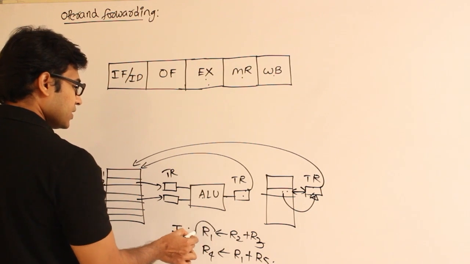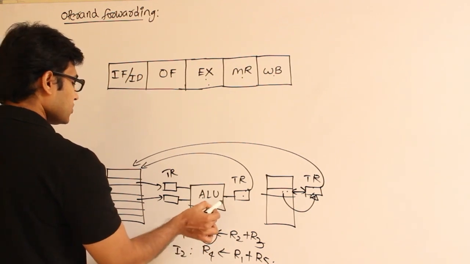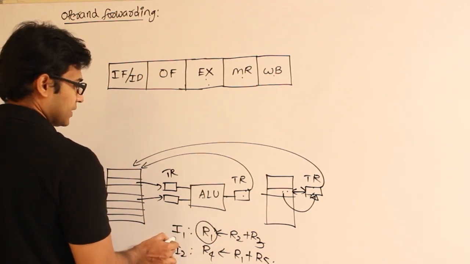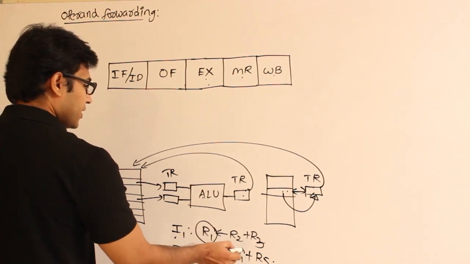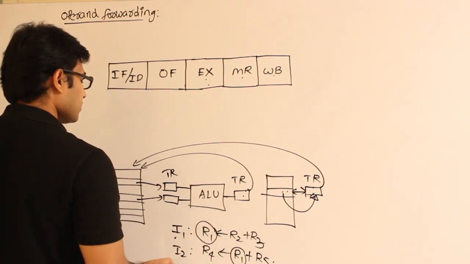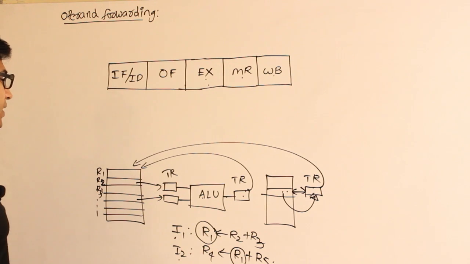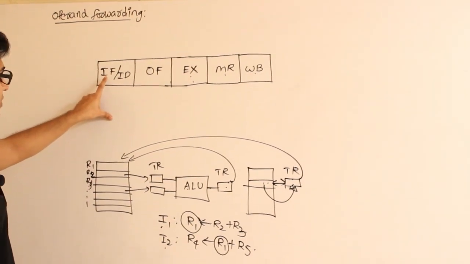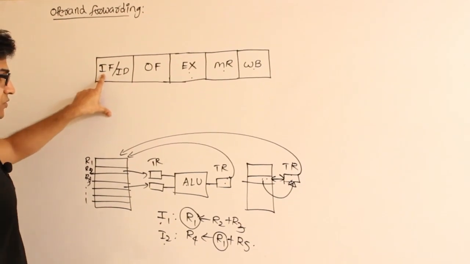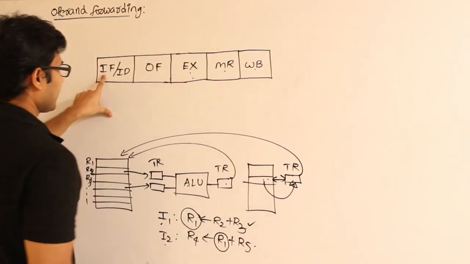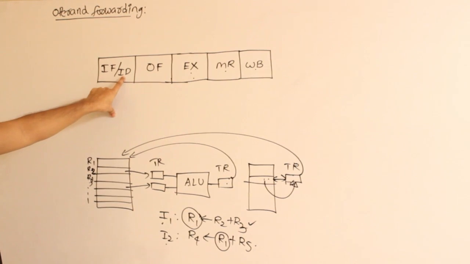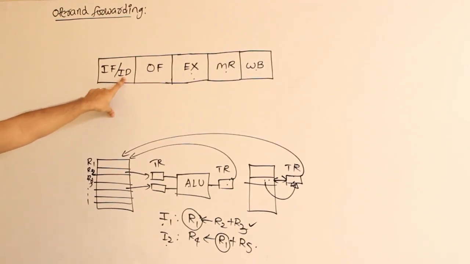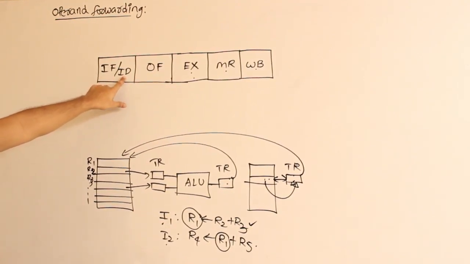Now whatever is being computed during the execution phase of the first instruction is needed during the operand fetch of the second instruction. Now let's see what the problem with this is. If you observe this pipeline, first this instruction will be fetched and decoded, and it will be understood that we have to add two registers R2 and R3 and store back the result in R1, right?